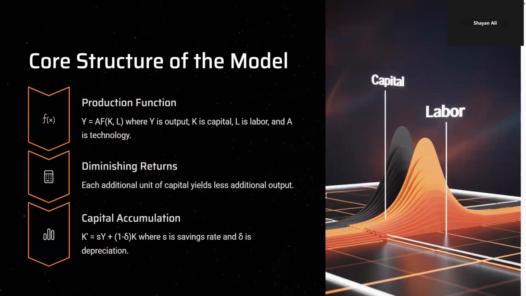So let's talk about how the model is built. At the center, we have the equation, which is Y equals A F(K, L). That's just a fancy way of saying output depends on technology, capital, and labor. A couple of key ideas. Diminishing returns means as you add more capital, like machines or factories, you get less and less extra output.